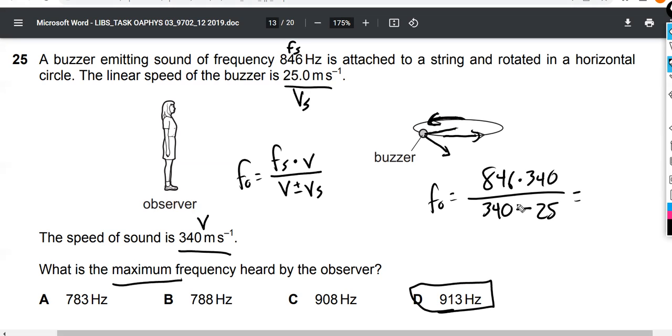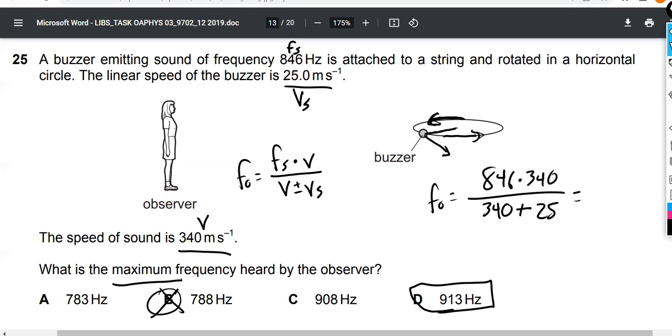If you misinterpret the question or you just apply the Doppler effect equation mindlessly without really thinking through it and say, well, let's just add down there, then you'll get the incorrect value of 788. And so B is the answer that's designed to capture those students that apply the equation, but apply it incorrectly. I'm not sure about these two answers, but the correct answer is choice D.